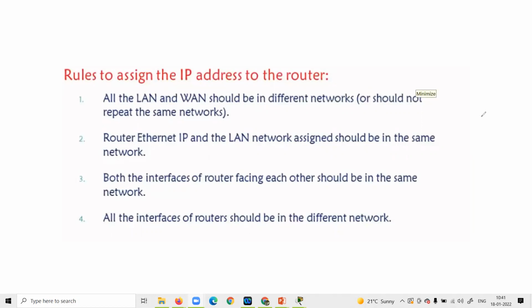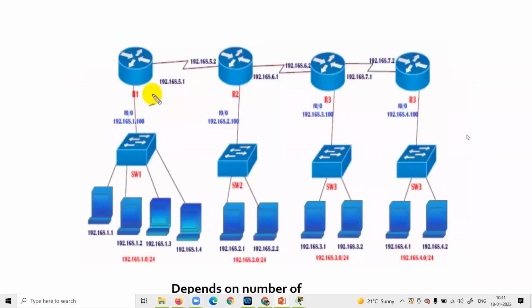See, so in theory you need to write this rule, then you need to draw the diagram like this one. If I ask for two router, two switch, three router, three switch, then you need to draw this diagram. Right now, you just draw this diagram for three router, three switch, and two computer under each switch.